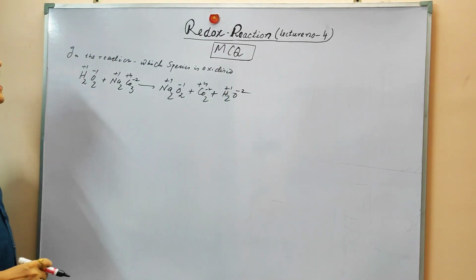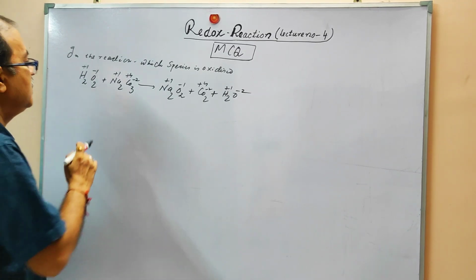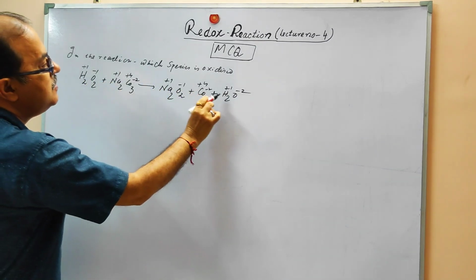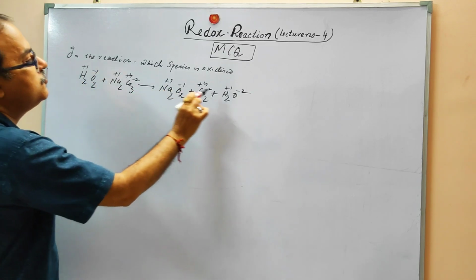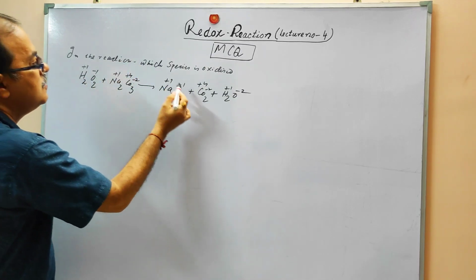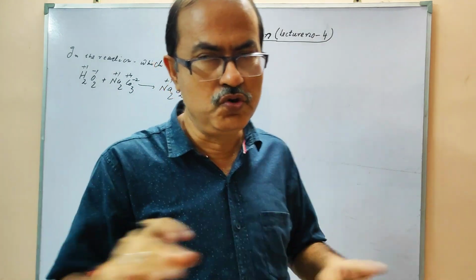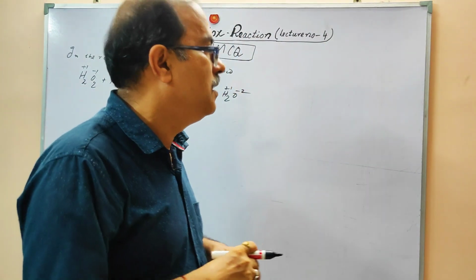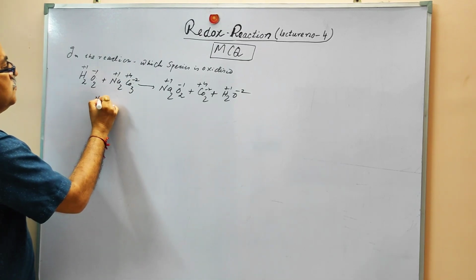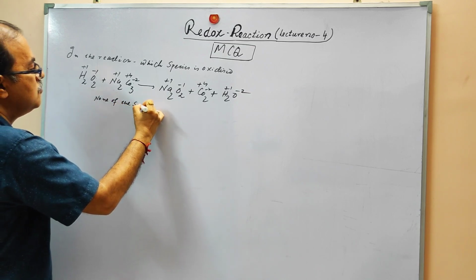Now you see where there is an increase or decrease of oxidation number. For example, hydrogen, you can see, no change. Oxygen, you can see there is this oxygen, this oxygen, this oxygen. So what you find here is there is no change of oxidation number in the reactants or the products. So we can say none of the species is oxidized.